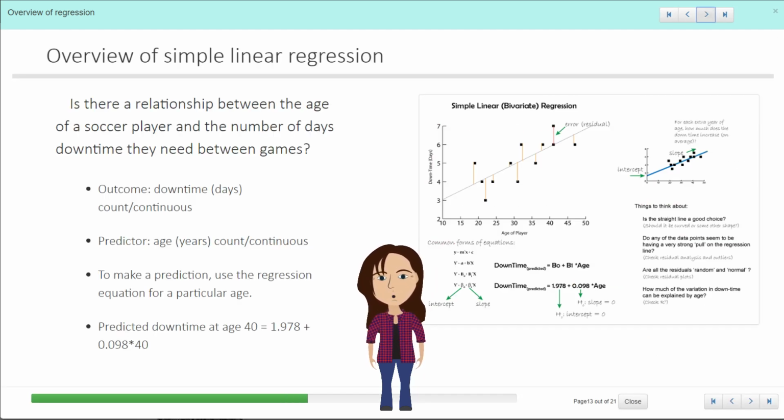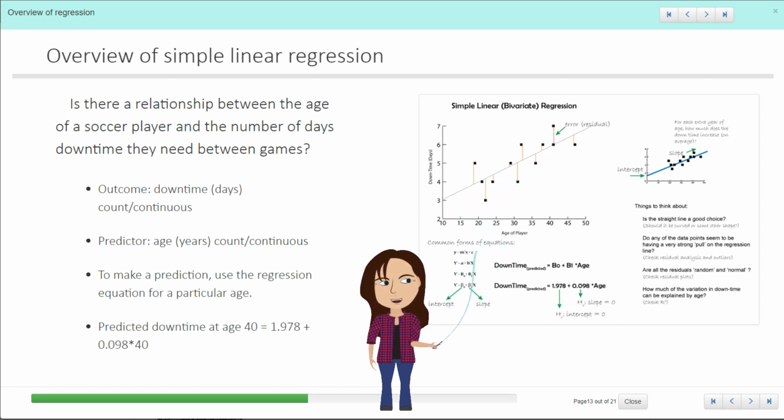So an overview of simple linear regression. This is a little example about how many days downtime do you need between games and the age of the player. So the outcome here is downtime, and the predictor here is age. So we can look at the relationship with a scatter plot. We can fit a line through the middle. The difference between the line and the actual point in each case is called the residual or the error.